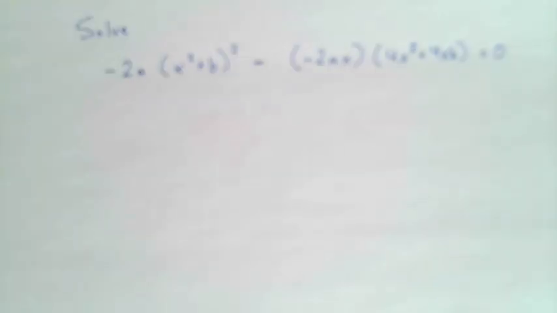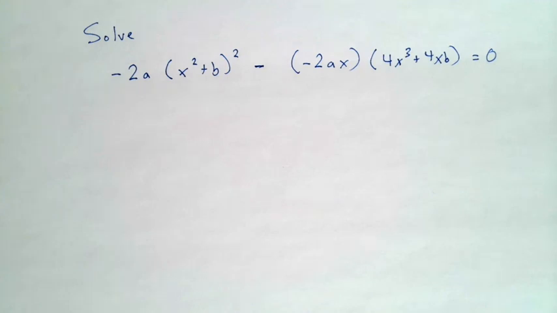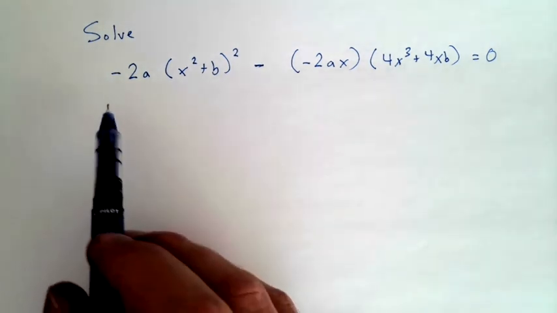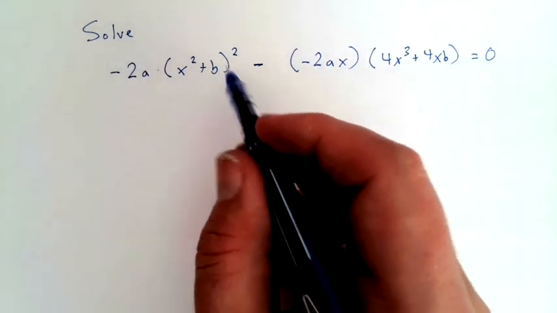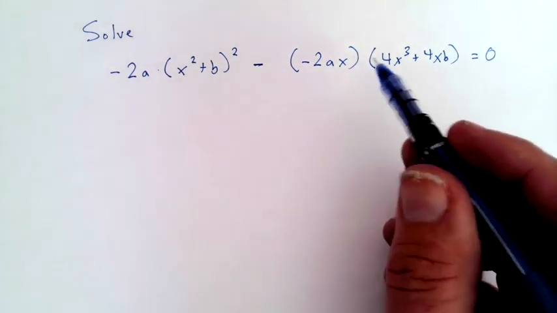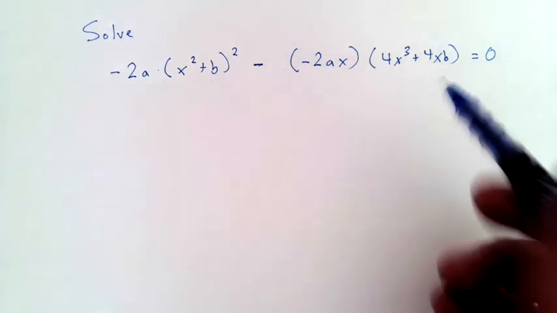Okay, so even though we asked the computer to solve it, I did want to show how to find these possible inflection points by solving algebraically. Negative 2a times (x squared plus b) squared minus negative 2ax times (4x cubed plus 4xb) is equal to 0.